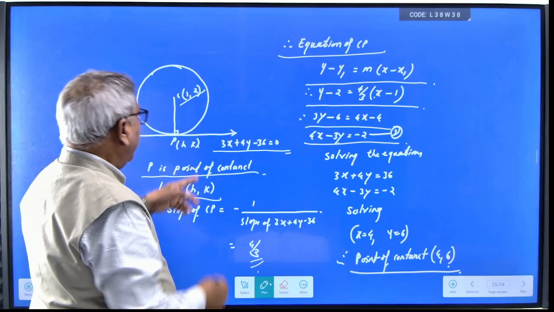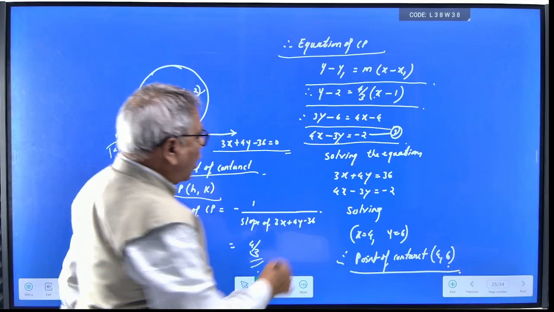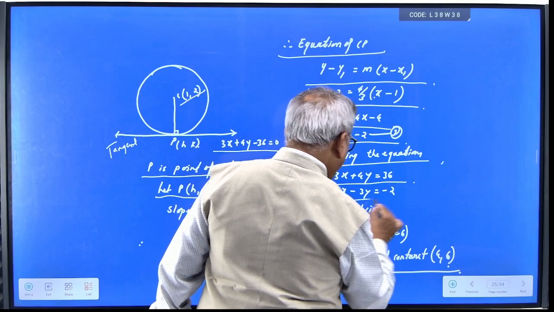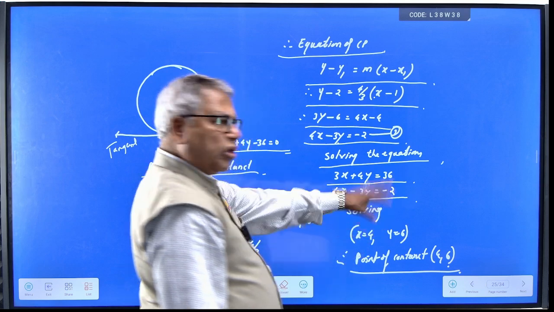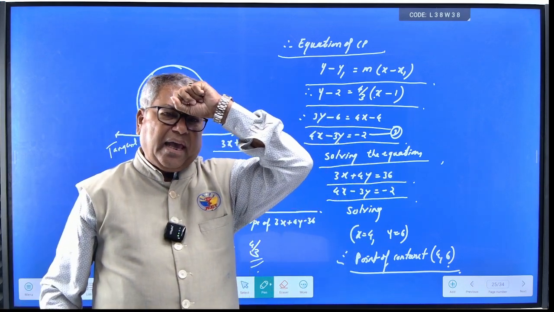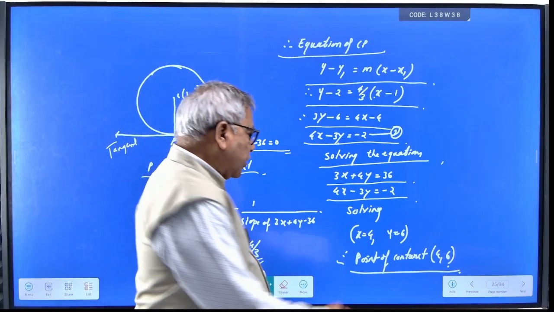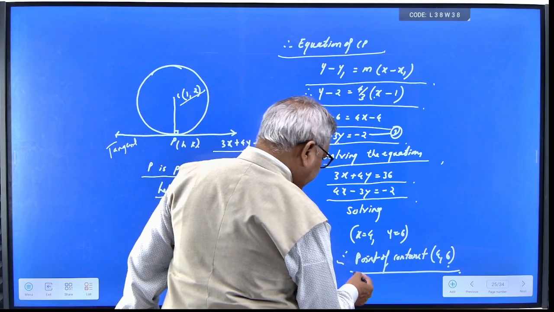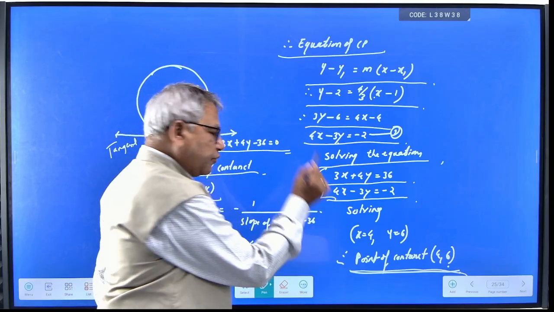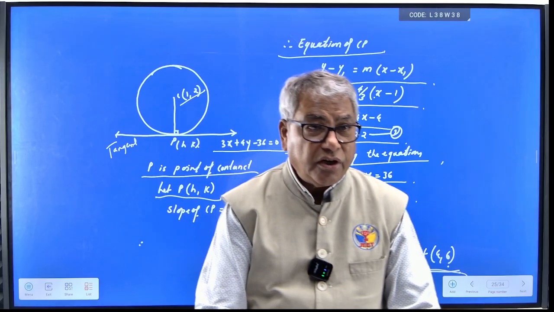Now solve the equation of CP and the equation of this tangent. Solving the equations 3x plus 4y equals 36 and 4x minus 3y equals minus 2, solve it yourself. You can use Cramer's rule, or any simultaneous equation method from your 10th standard, and find the values of x and y. So x is equal to 4 and y is equal to 6. The point of contact is 4, 6. I have not solved it; it is left to you. You can solve this equation very easily. So this is for the general circle.